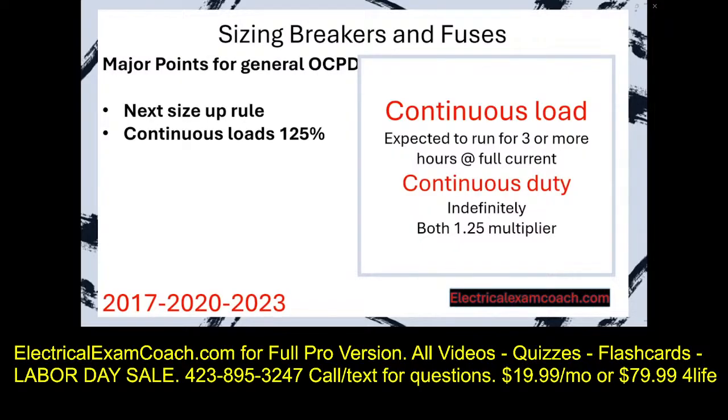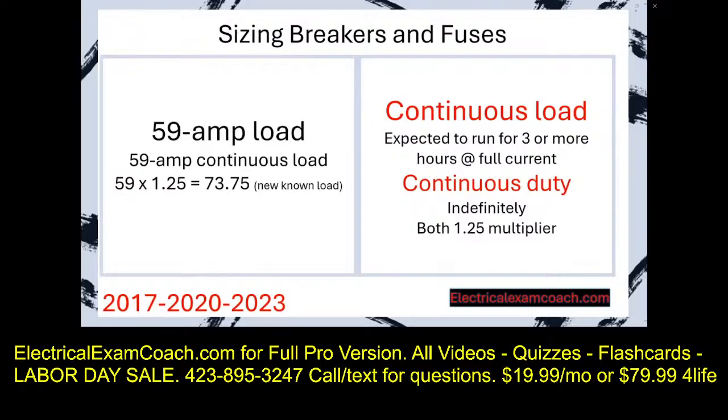Let's do an example. Let's take our 59 amp known load from before, and let's imagine that it was told to us that it's a 59 amp continuous load. What we would do is take our 59 amps, multiply it by 1.25, then we have a new known load of 73.75. That old load is gone, the 59 is gone, the 73.75 is our new known load, and that's what we would go size our breaker and subsequently our wire by.